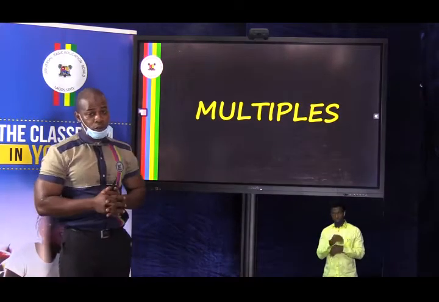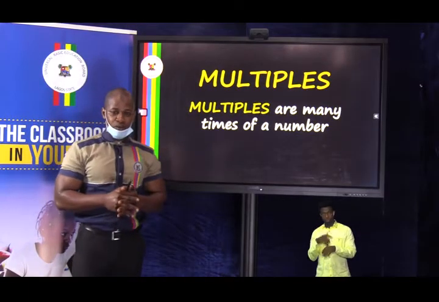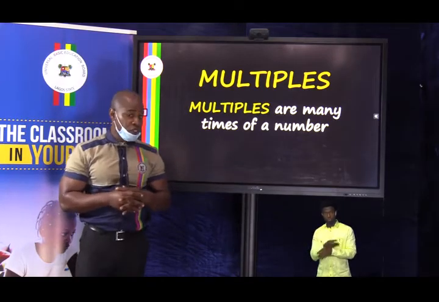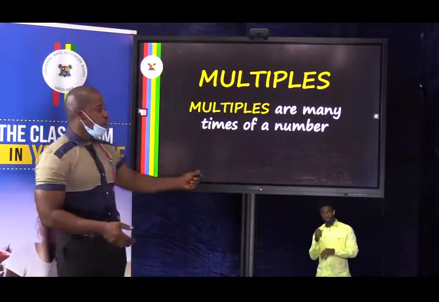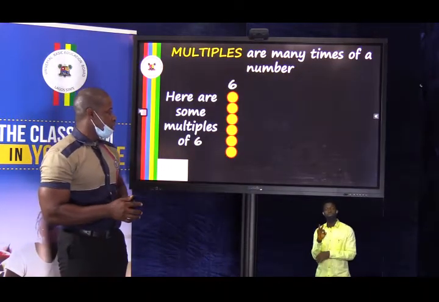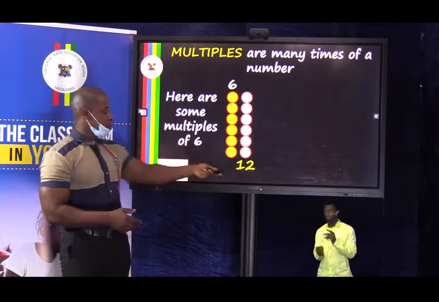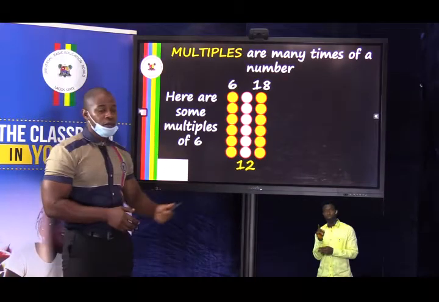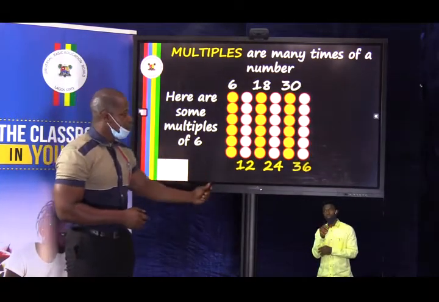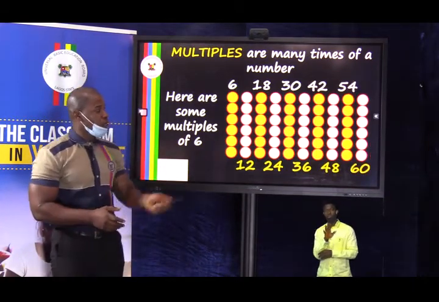First, what is a multiple? A multiple is many times of a number. Precisely, your multiple is what you get in your multiplication table. Many times of a number, as you will say. Now, here are some multiples of 6. This is 6. 6 in 2 places, that is 12. In 3 places, that is 18. In 4 places, that is 24. In 5 places, 30, 36, 42, 48, 54, 60, and so on like that.